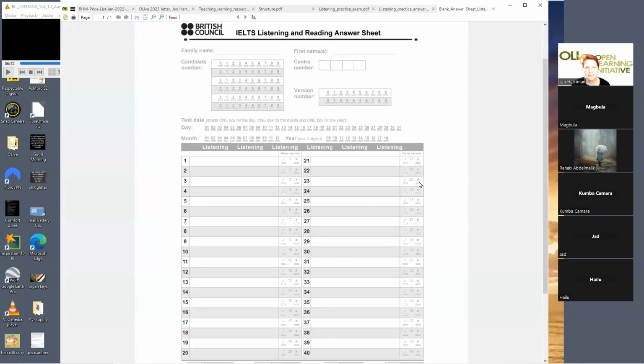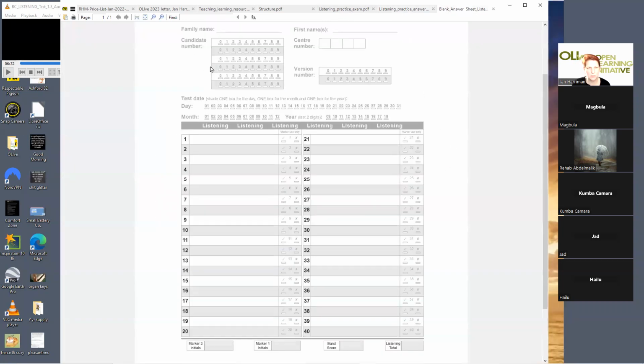Oh, and by the way, I wanted to also show you what the answer sheet looks like. If you are taking the paper exam, you will write your answers on the question paper, and at the end you will have 10 minutes to transfer them to this special listing paper. There is a secret method of getting all of your capitalization correct.